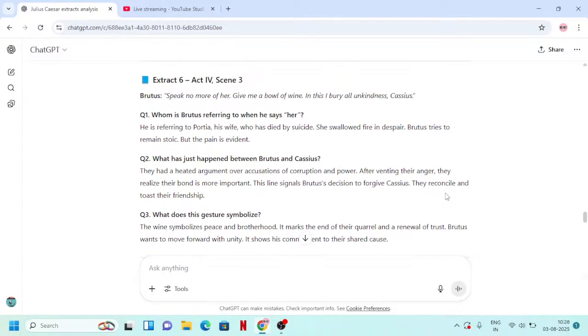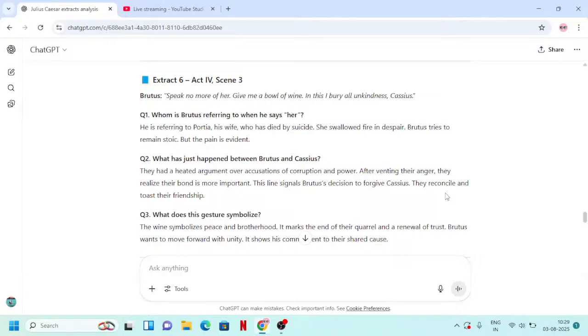And next extract is, "Brutus, speak no more of her. Give me a bowl of wine; in this I bury all unkindness, Cassius." This is regarding Portia, when Portia was dead and they were talking about Portia, and Brutus is very anxious and in tension. So whom is Brutus referring to when he says "her"?